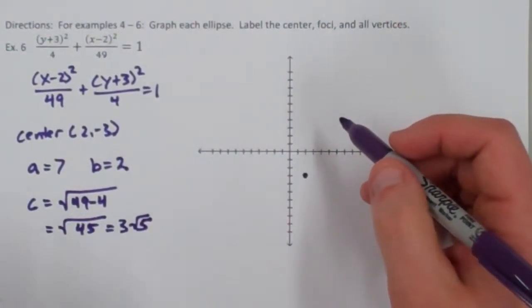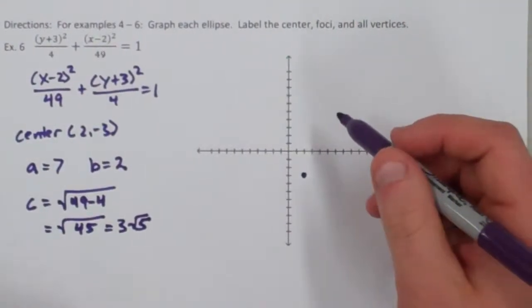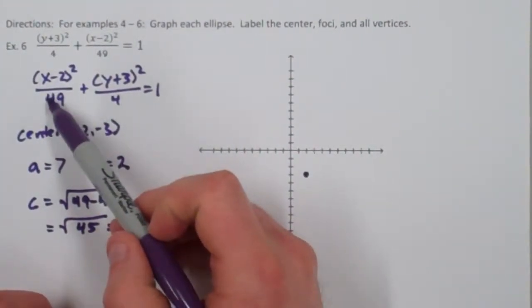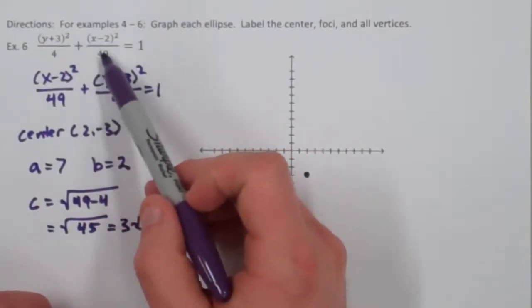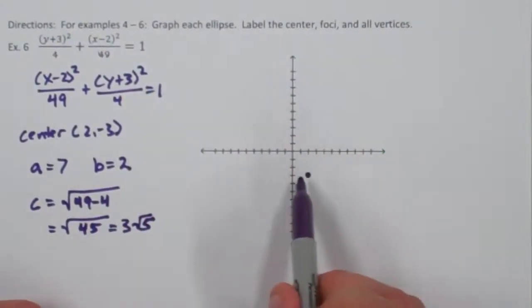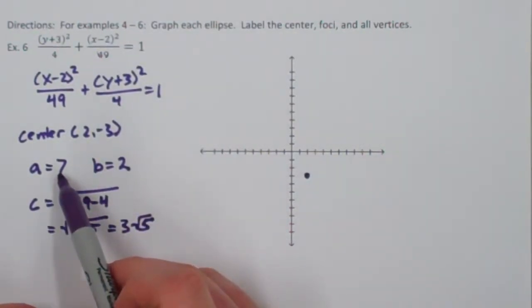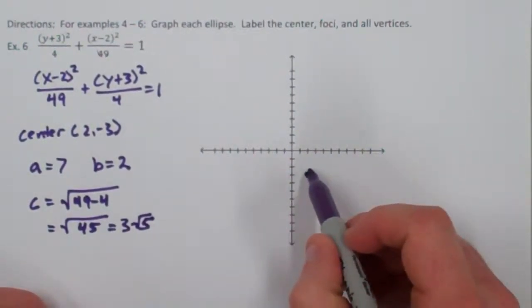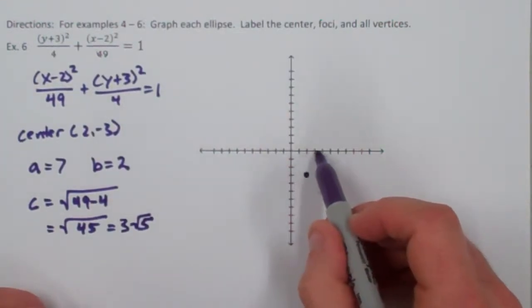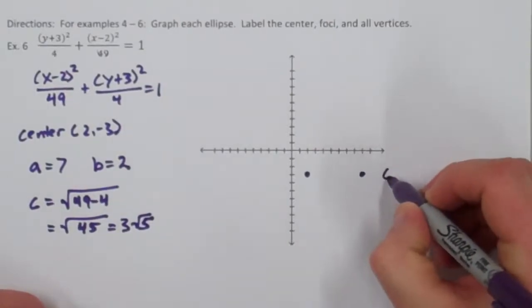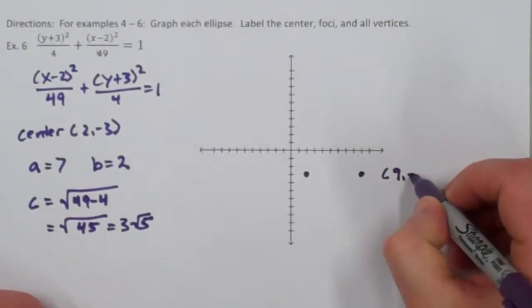Now, where A is does definitely affect which direction the major axis is. So we can see that it's underneath the x, either one, doesn't matter, it's underneath the x. So the major axis is definitely going to be horizontal. We need to go right 7 and left 7 from this point. So if we go right 7 from 2, that should put us out here at 9. So this point is going to be 9 comma negative 3.